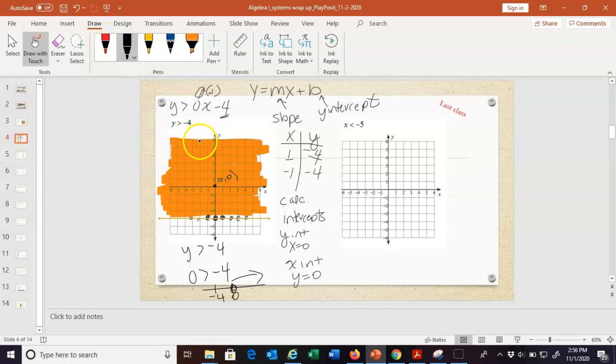What if you pick -2, 5? Plug in 5 for y. Is 5 greater than -4? And yes, it is. So this point right here works.